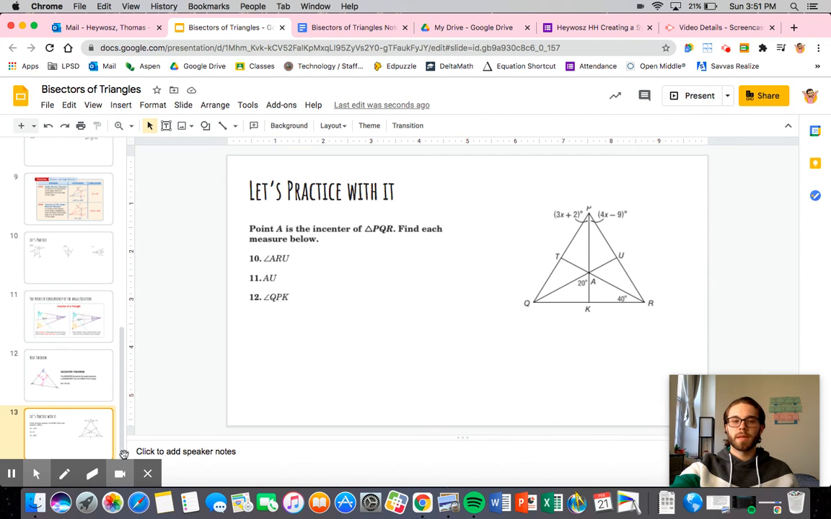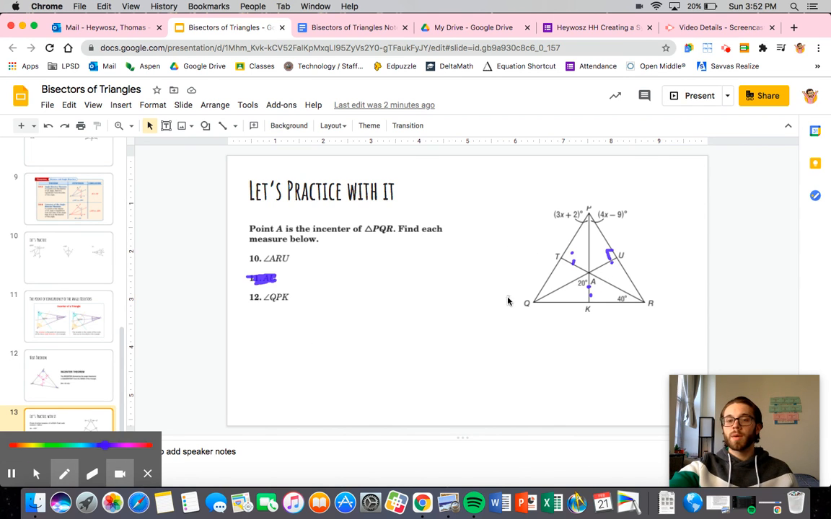So, similarly, we're going to ignore that because we don't have any information for it. So point A is the InCenter of triangle PQR. Okay, find the measure of each below. The reason I scribbled out AU is because they didn't actually give me a measurement. I could find the measure of AU if I knew that, number one, that this is perpendicular, and number two, if I knew that either this side or this one, because these ones would be congruent from the InCenter theorem.